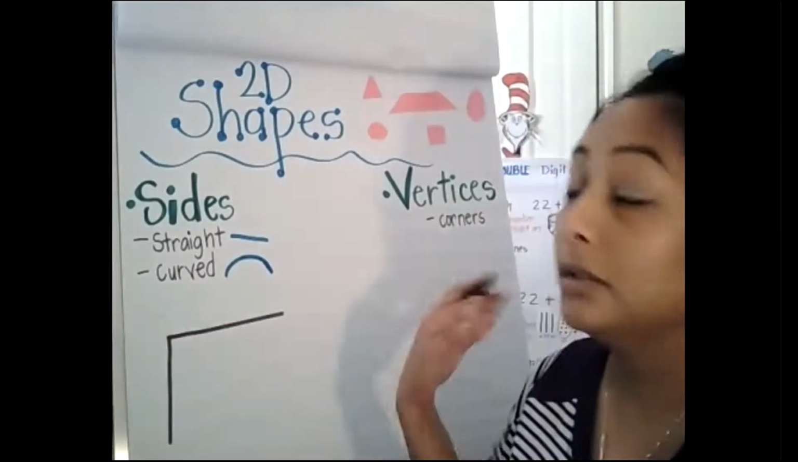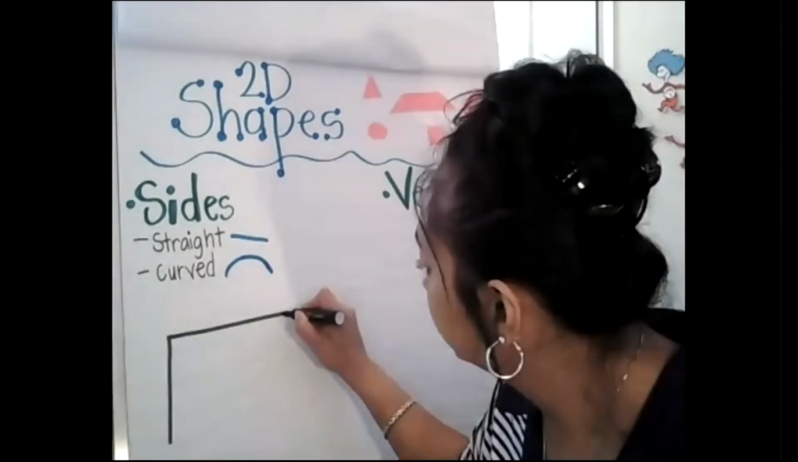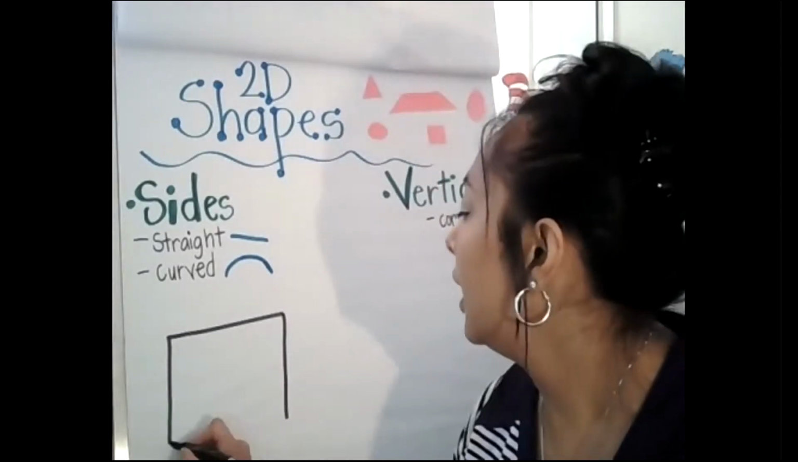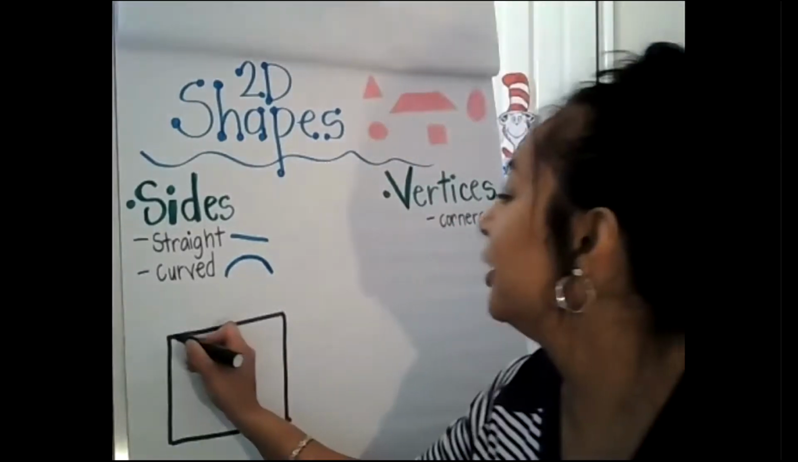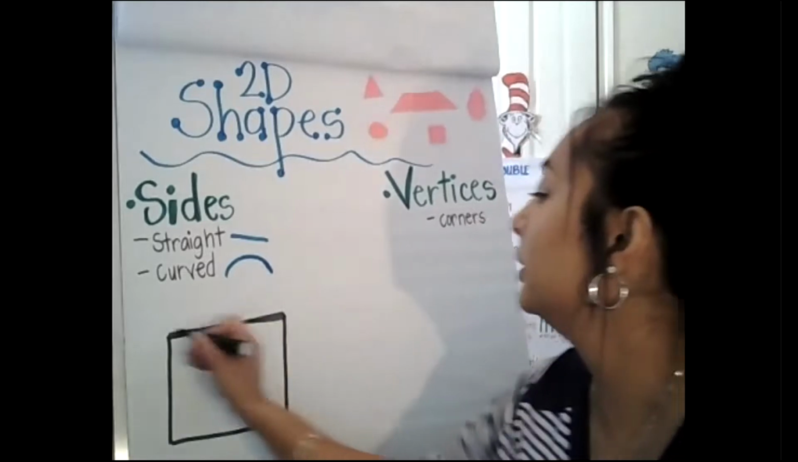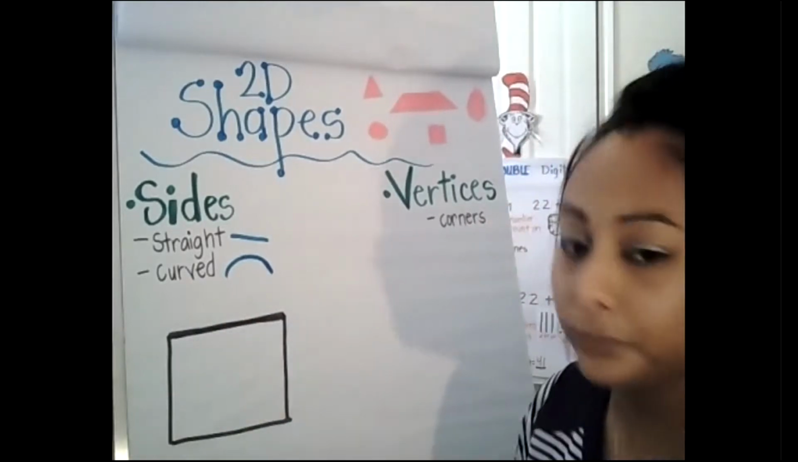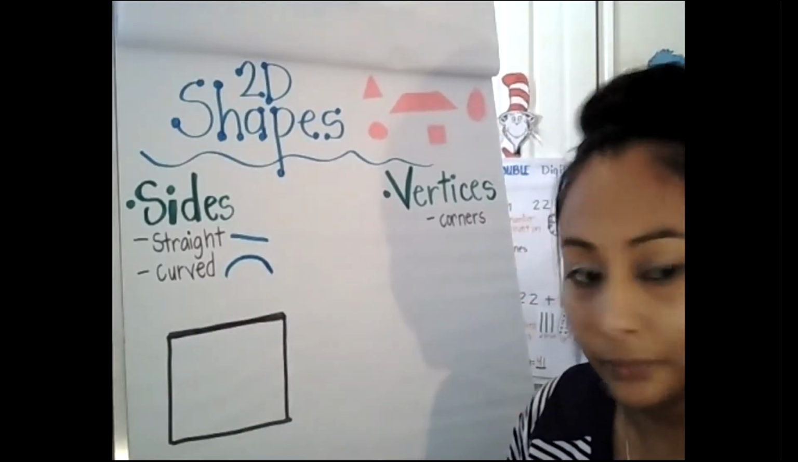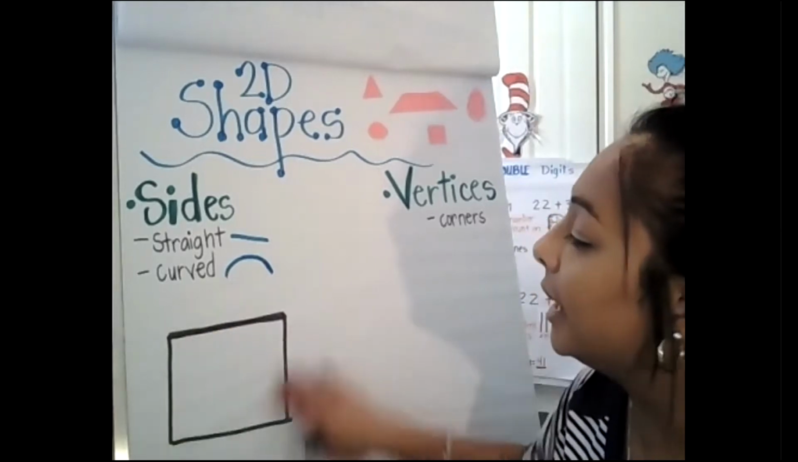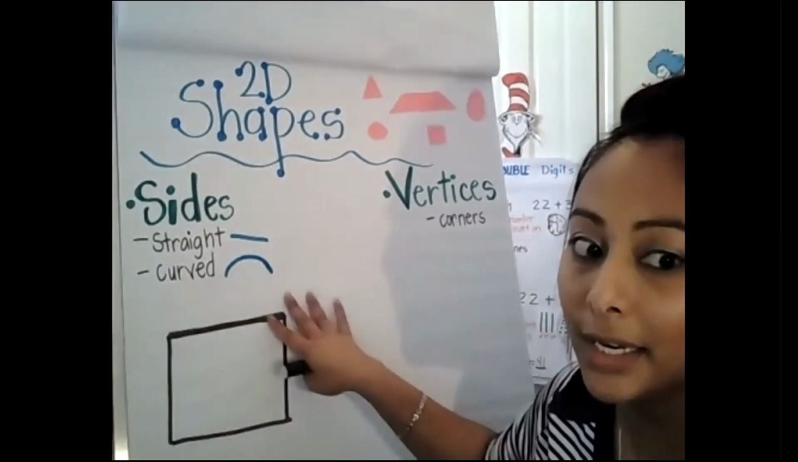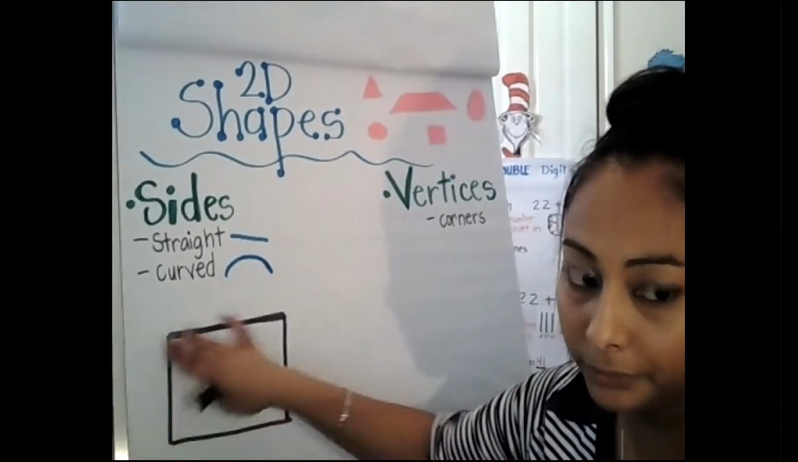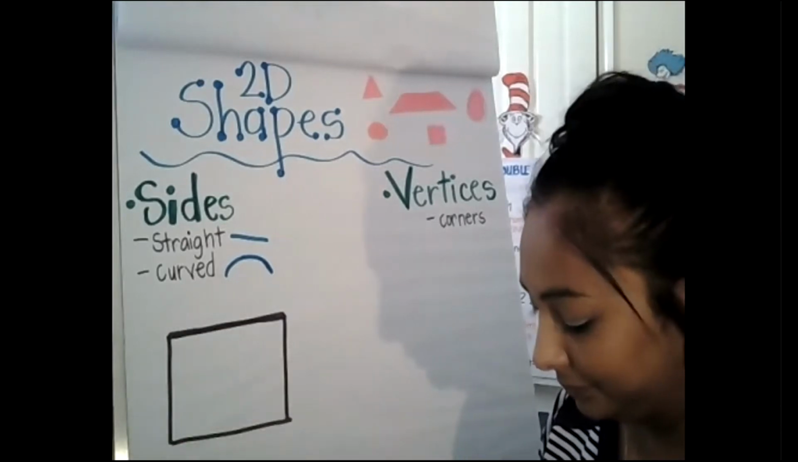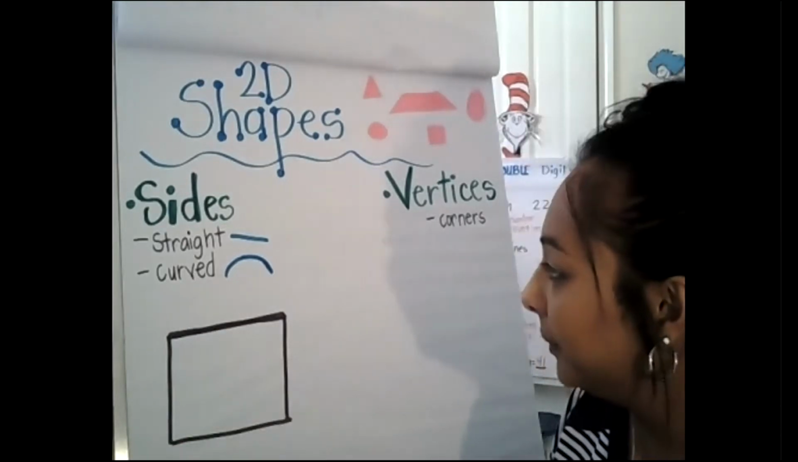So a square has 4 sides. Un cuadrado tiene 4 lados. And all sides are the same length. Y todos los lados son el mismo tamaño en un cuadrado.